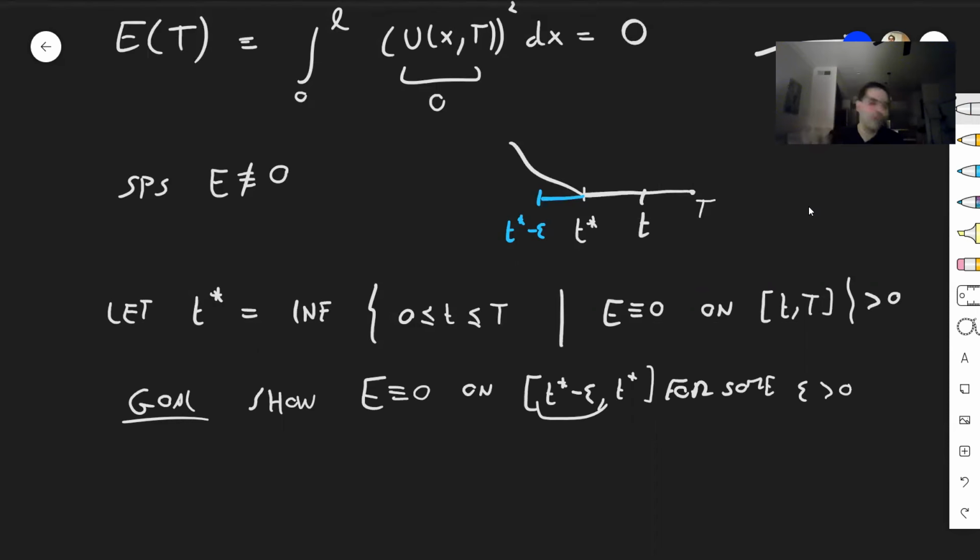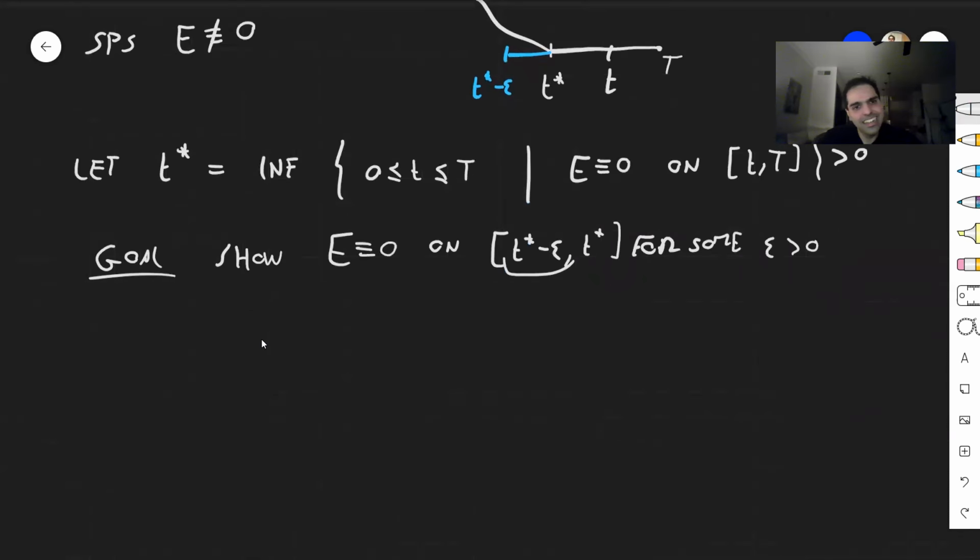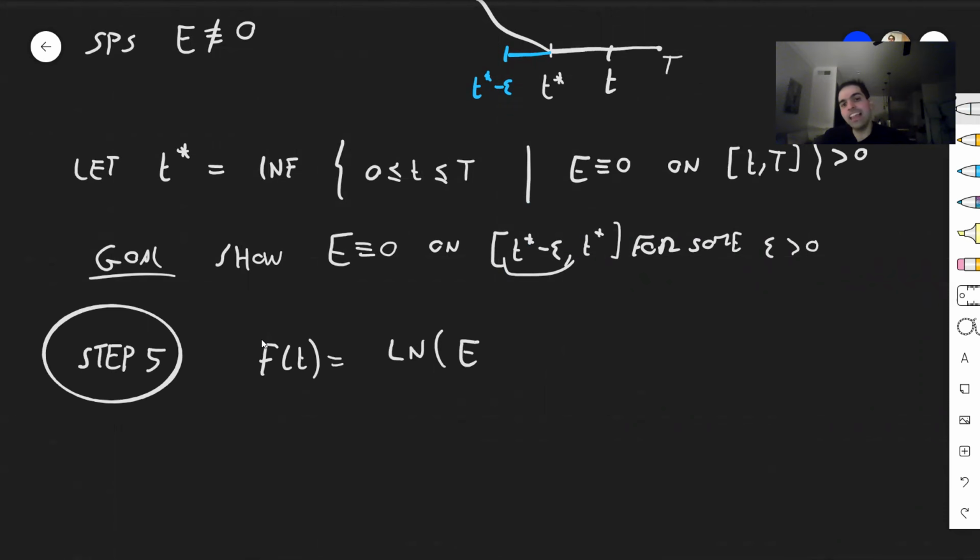And now, as promised, here is where the convexity comes in. So step 5. Because now what we would like to consider is the following function. So not e of t, but ln of e of t. So consider this one, and I promise this will be convex.